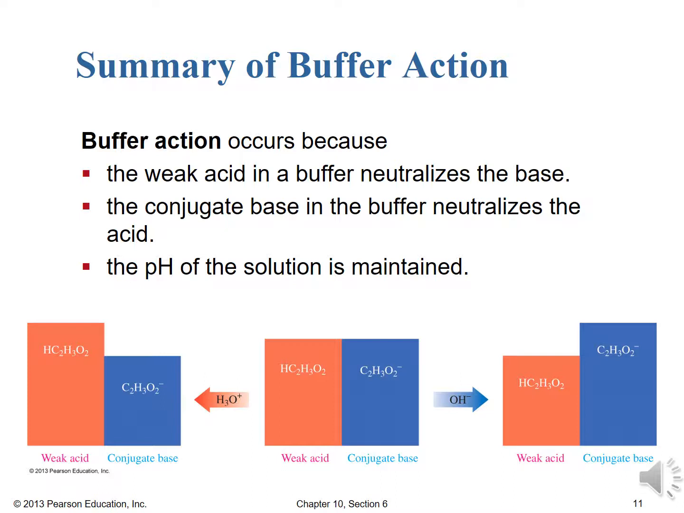If, on the other hand, we went to the left and added H3O+, we're going to cause the conjugate base to take on some of that H+, and therefore increase in amount and have the acid form, the weak acid form, increase as a result, and then have less conjugate base because some has gone on to react with that H3O+ ion.